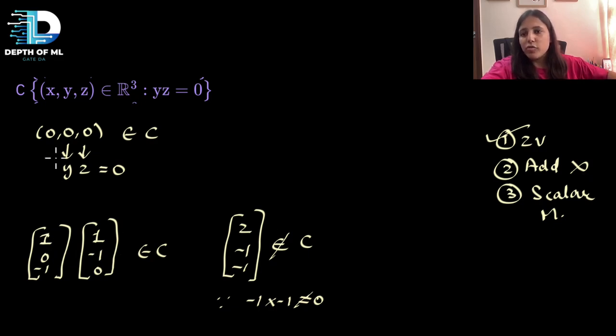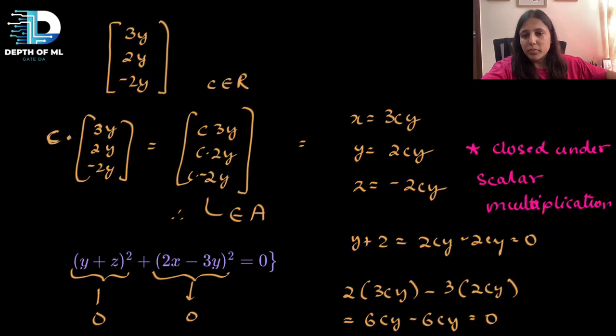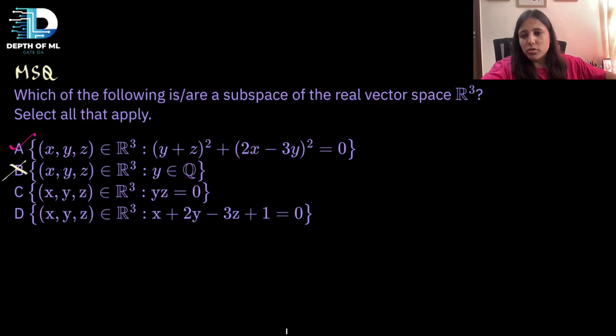So I took two vectors from this set of vectors, and I took a counter example. I am showing that I took those two vectors from this set C. They satisfied this form where y into z is equal to 0. But when I add them up, I don't get a vector such that y into z is equal to 0. Hence, this is not closed under addition, therefore it's not a subspace. So this option is also incorrect.